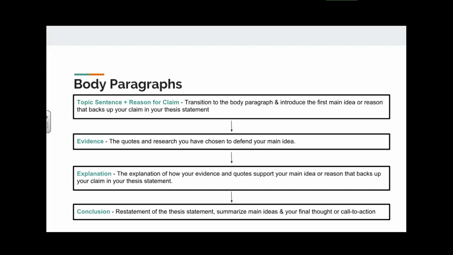Alright? One thing I want to make clear, does your topic sentence have to be one sentence? No. Does your evidence have to be one sentence from a quote? No.